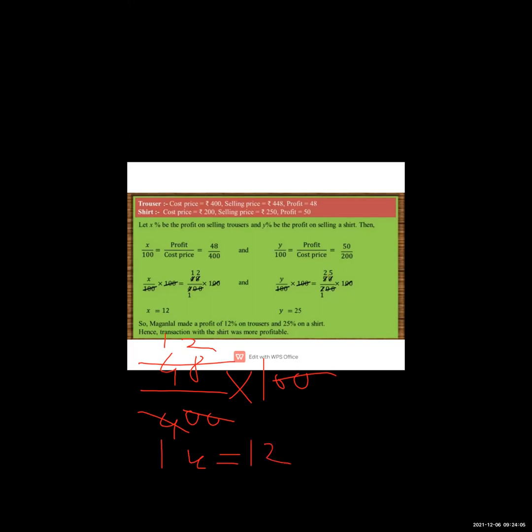Now we got the value, that is 12. So x is equal to 12. So Maganlal got a profit of 12% on the trouser. And now we will find the percentage for the shirt. This I have shown you on one side, now I will show you on both sides.